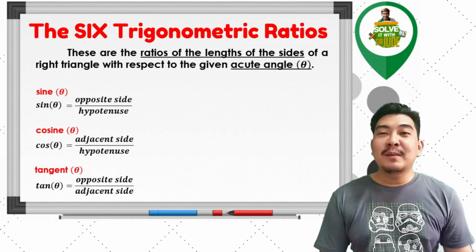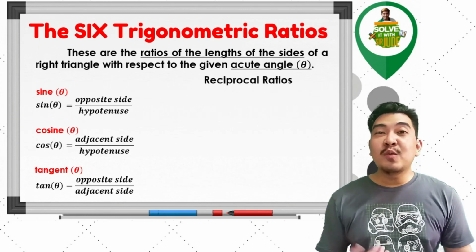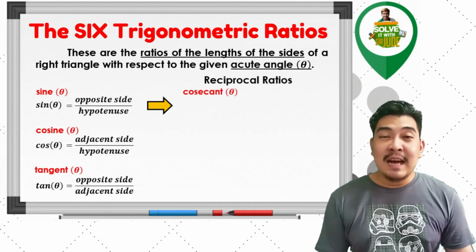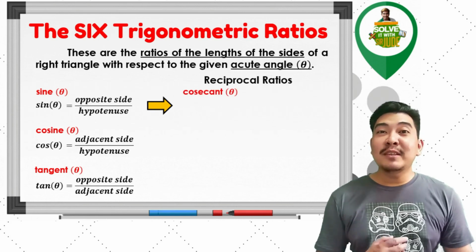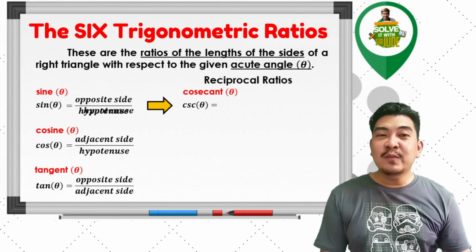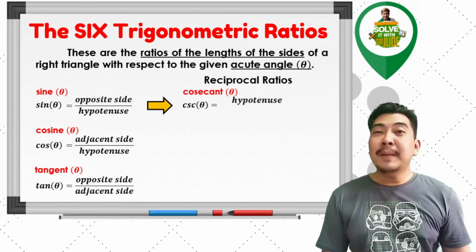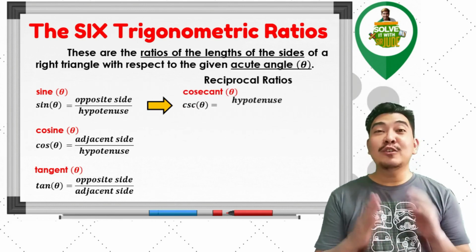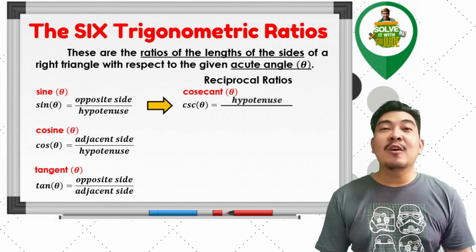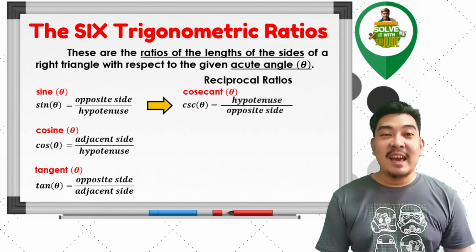What are their reciprocals? So the first one is sine. The reciprocal is cosecant theta. This cosecant theta can be shortened as csc theta. That stands for, since it is a reciprocal, we just switch back the positions of the numerator and denominator of sine. So that will be hypotenuse over the opposite side.